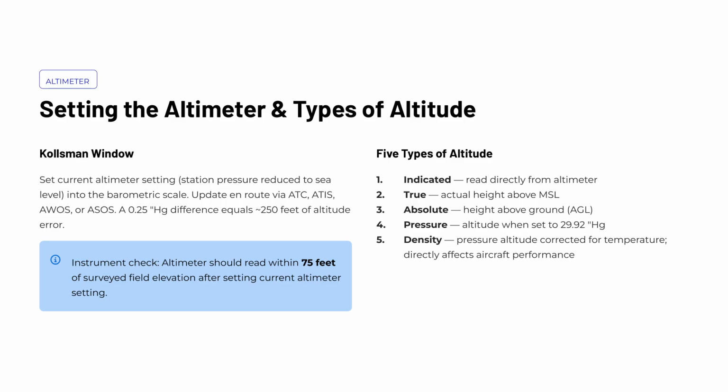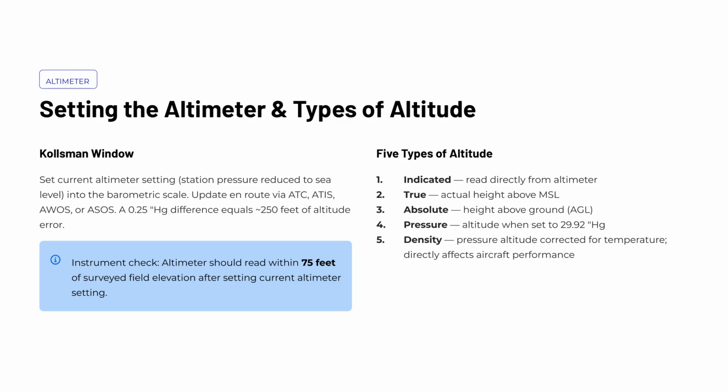The altimeter is one of the most critical instruments in the cockpit, and knowing how to set it correctly is essential for safe flight operations. To set the altimeter, dial the current altimeter setting into the Kollsman window. This value represents station pressure that has been mathematically reduced to sea level. You should update this setting regularly throughout your flight by monitoring ATC, ATIS, AWIS, or ASOS broadcasts. Keep in mind that a difference of just 1/4 inch of mercury translates to approximately 250 feet of altitude error. An error that could have serious consequences, especially in mountainous terrain or during instrument approaches.